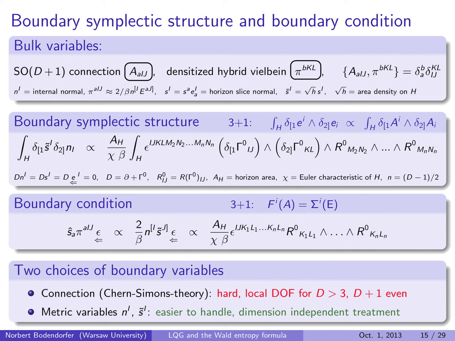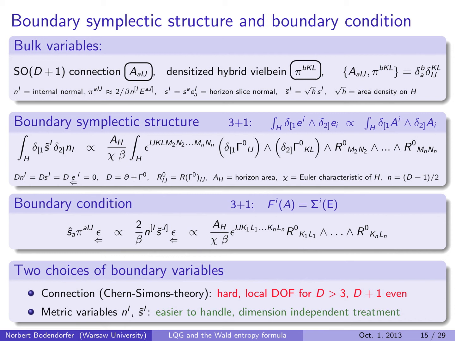Okay, so these are the boundary variables we can use. We have actually two choices of boundary variables. We can write it in terms of a connection, then we have a higher dimensional Chern-Simons theory. However, when we want to quantize that, we found it's a lot harder than in 3+1 dimensions, because higher dimensional non-abelian Chern-Simons theory has local degrees of freedom. And quantization is essentially not known, so I'm not aware of any paper where this theory is quantized.